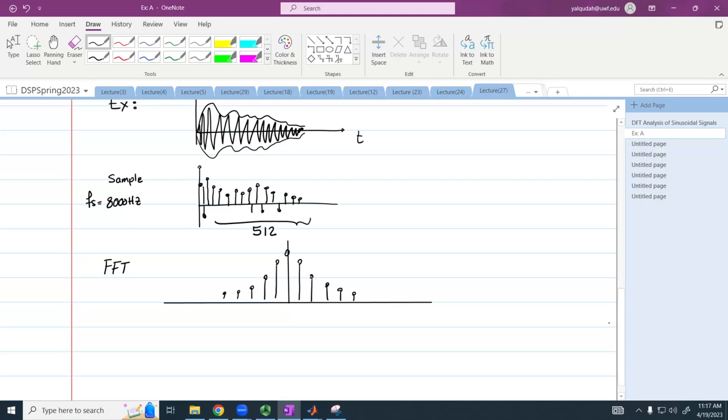So the length of this sequence, what is it going to be equal to? 512, unless I specify a different number. So therefore, the first index is going to be at negative 256, and the last index is going to be at 255.